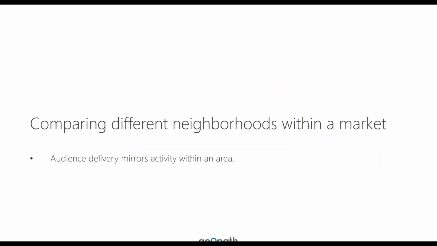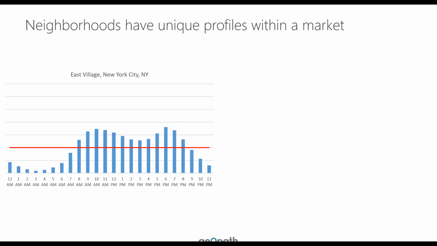Next, we wanted to show how, even within a particular market, a particular neighborhood or area also influences audience delivery. So for example, if you're in New York or know New York, in the East Village, you can see how different neighborhoods have unique profiles. East Village is somewhat residential, with a lot of restaurants and a lot of student activity with NYU right there. You can see a very consistent pattern throughout the daylight hours, with a lot of activity throughout the day and a little bit into the early evening hours as well.